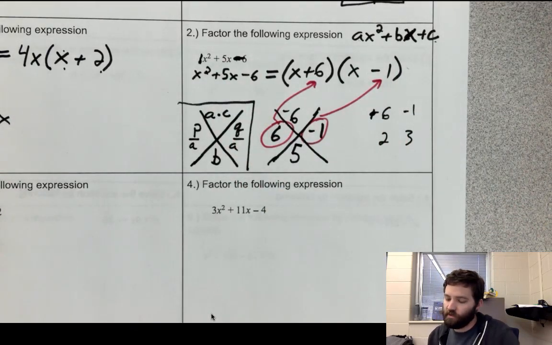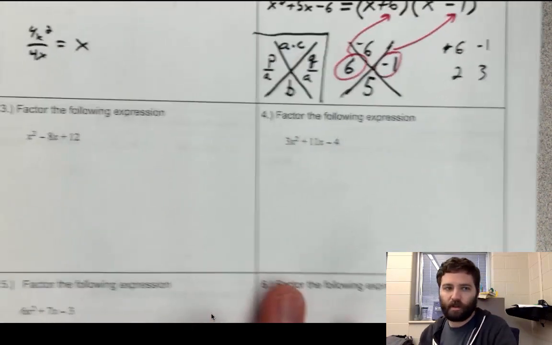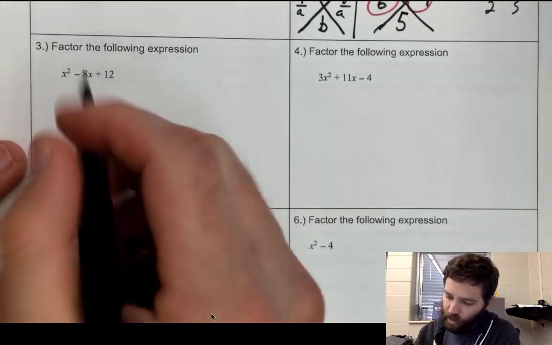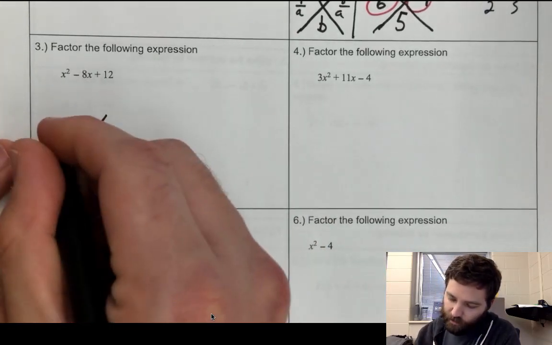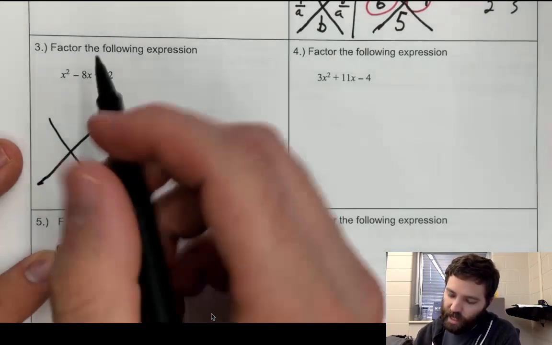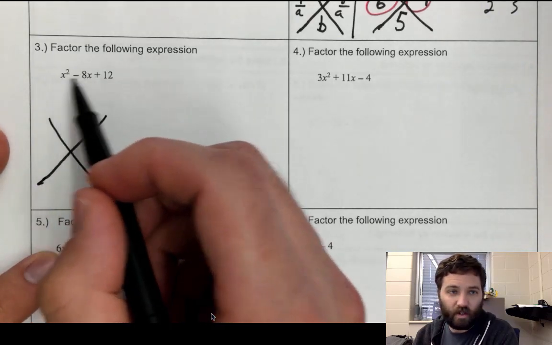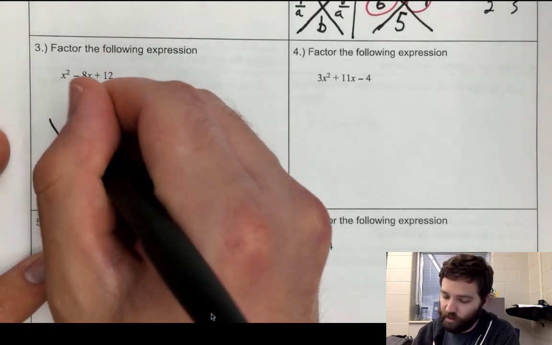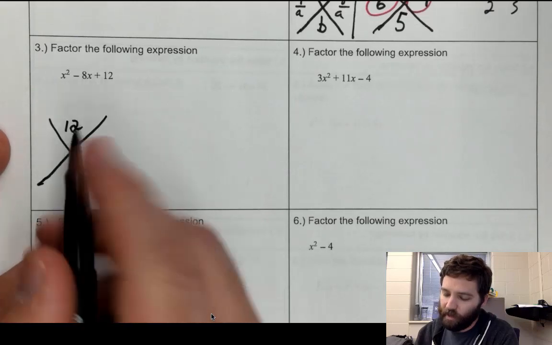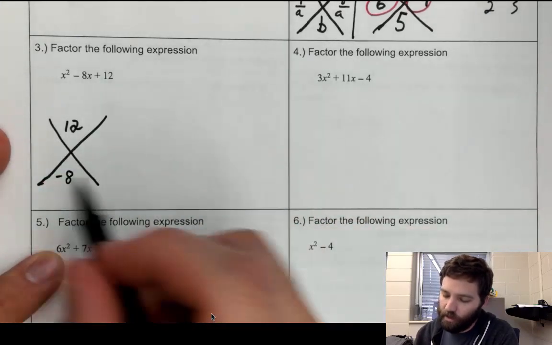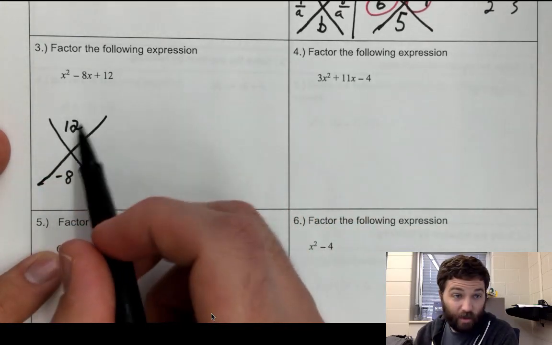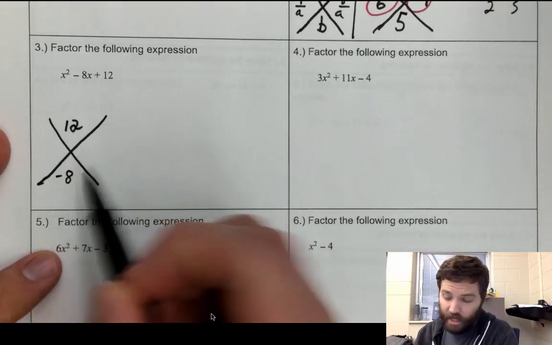The next few will go a little bit quicker because I don't need to write this part out every time. So let's go to the next one. I'm going to set up the magic x. In the top goes a times c, so that's 1 times 12, so that's just positive 12. In the bottom goes b. So I'm going to look for factors that multiply to give me 12, but combine to give me negative 8.